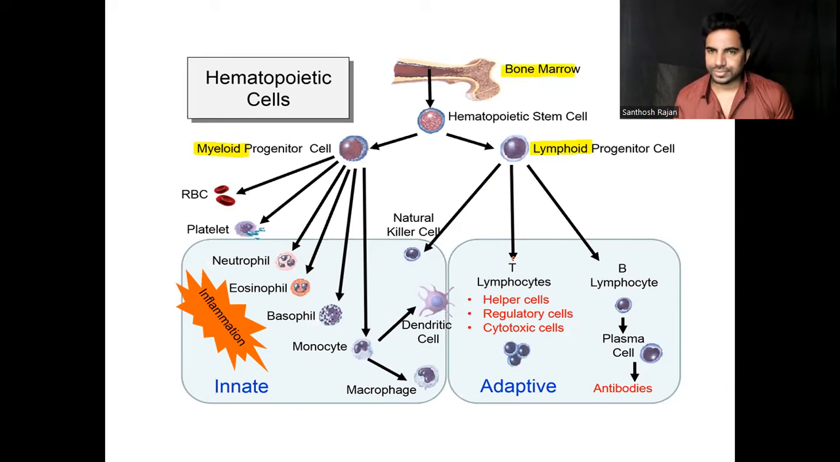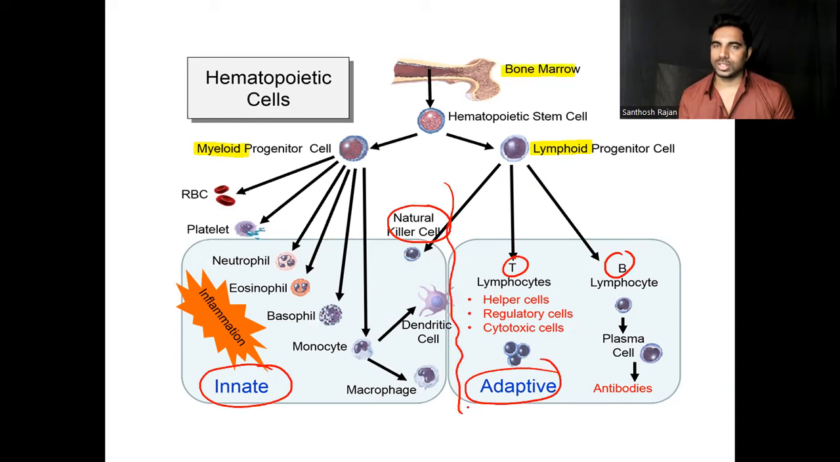In lymphoid, you see three cells: T cell, B cell, and natural killer cell. But the natural killer cell automatically goes where? Into your innate immunity. But only T cell and B cell are coming in your adaptive immunity. So we are going to put a boundary here. Now you see again, in myeloid you have RBC, platelet, neutrophil, eosinophil, monocyte. These are having an important role in the innate immunity, whereas your T cell, B cell are adaptive.